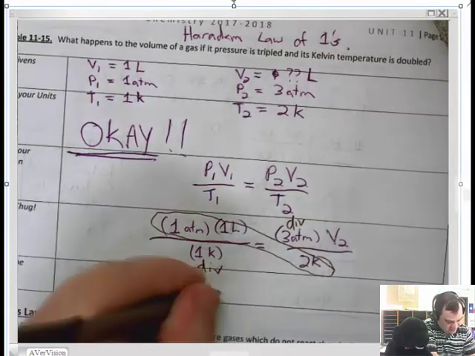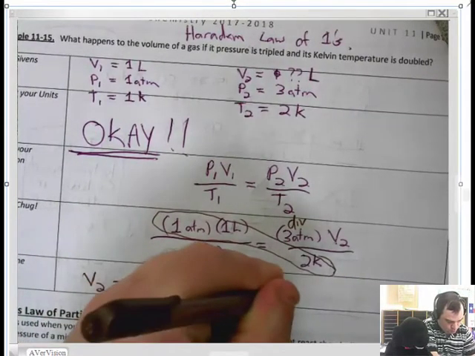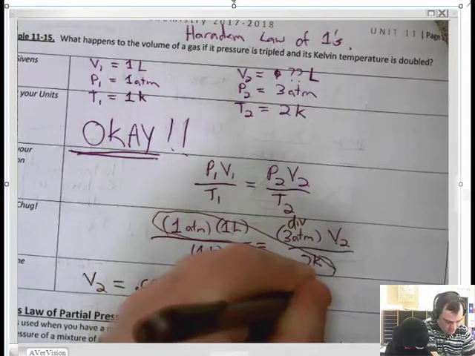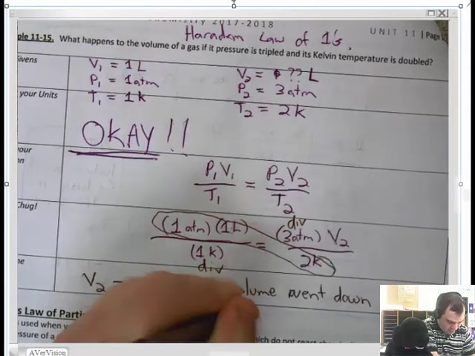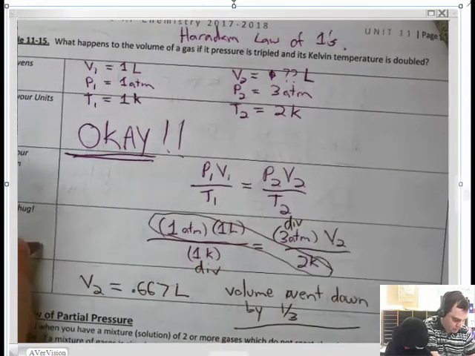Which means the volume went down by a third. And this is the combined gas law.